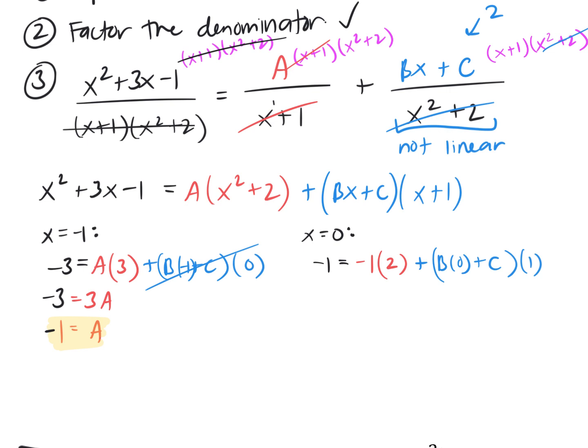So does the whole blue term cancel out, or does just the b term cancel out? Just the b goes away, okay? So I'm left with that -1 equals -2 plus 1 times c, which is just c. So this would give me c is equal to +1.